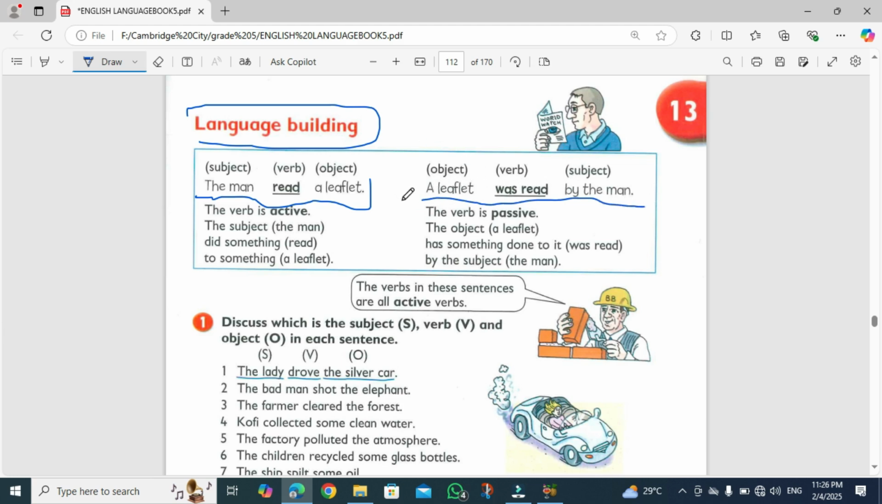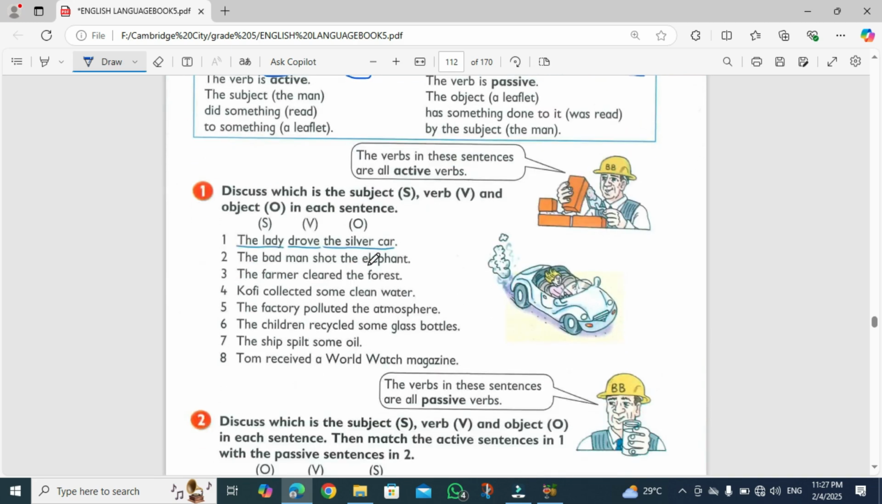The two sentences are different because in the first one we have active and in the second one we have passive. When the subject is first and then the verb and the object, this is active. And when the object is first and the verb is second and the subject is the last one, this is called passive. Okay, let's have more examples.